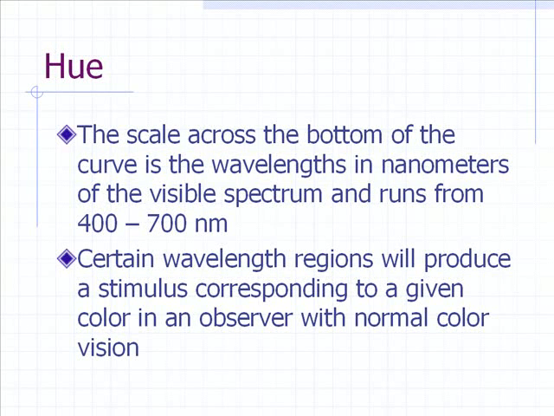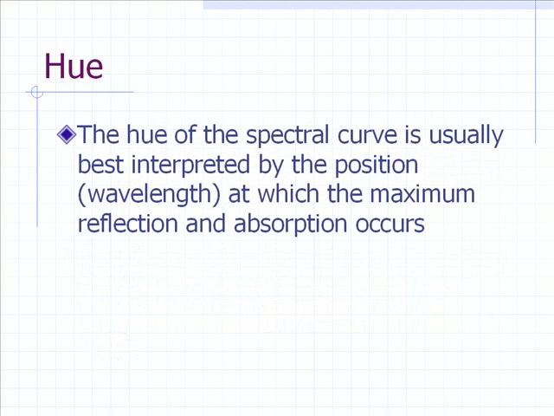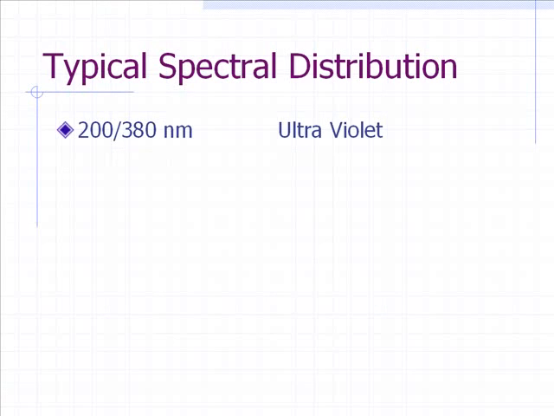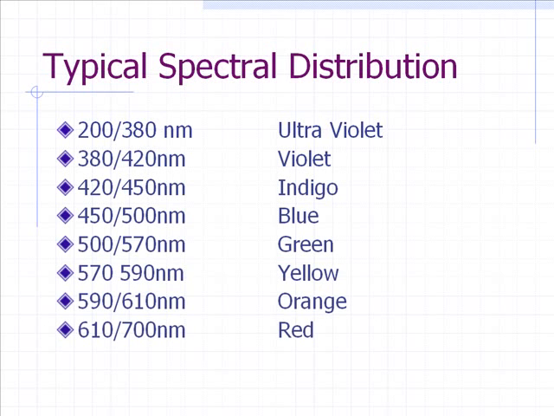Hue of a spectral curve is usually best interpreted by the position at which the maximum reflection and absorption occurs. Colors generally have either one or two peaks, depending on the color. So if we look at the different colors and the wavelengths that correspond to them, we can see it goes from violet to red. Less than 380 is ultraviolet.